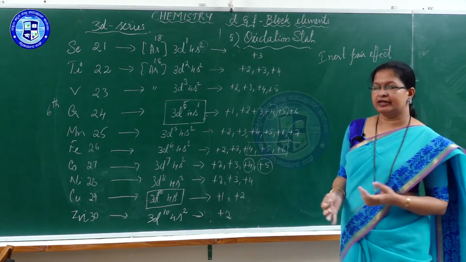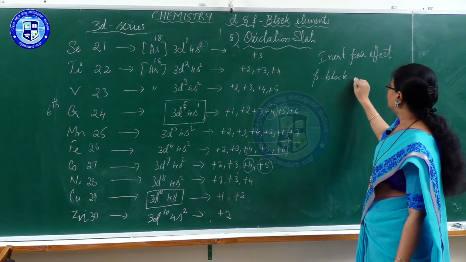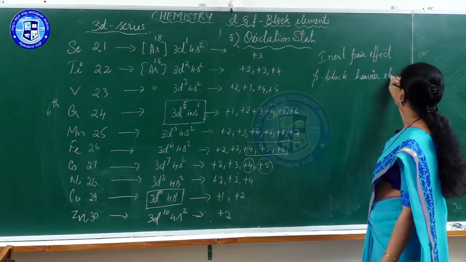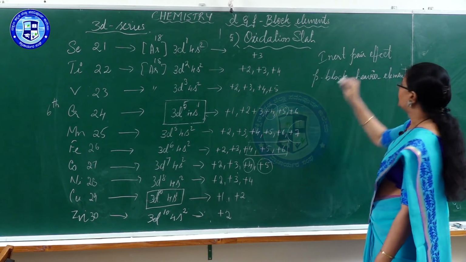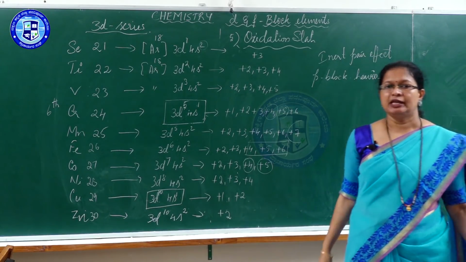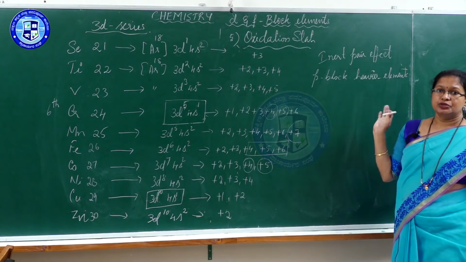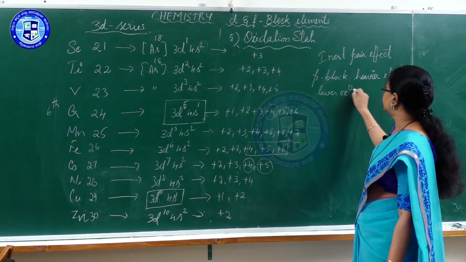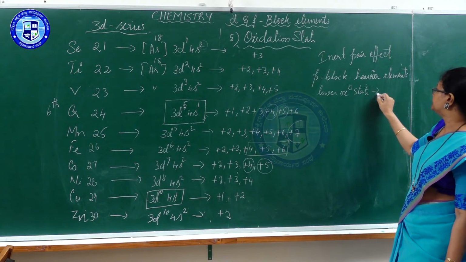What is inert pair effect? In p block, the heavier elements, that is the elements at the bottom of the group. In a group, elements at the bottom of the group, due to the inert pair effect, show lower oxidation state. Lower oxidation state is stable in them.